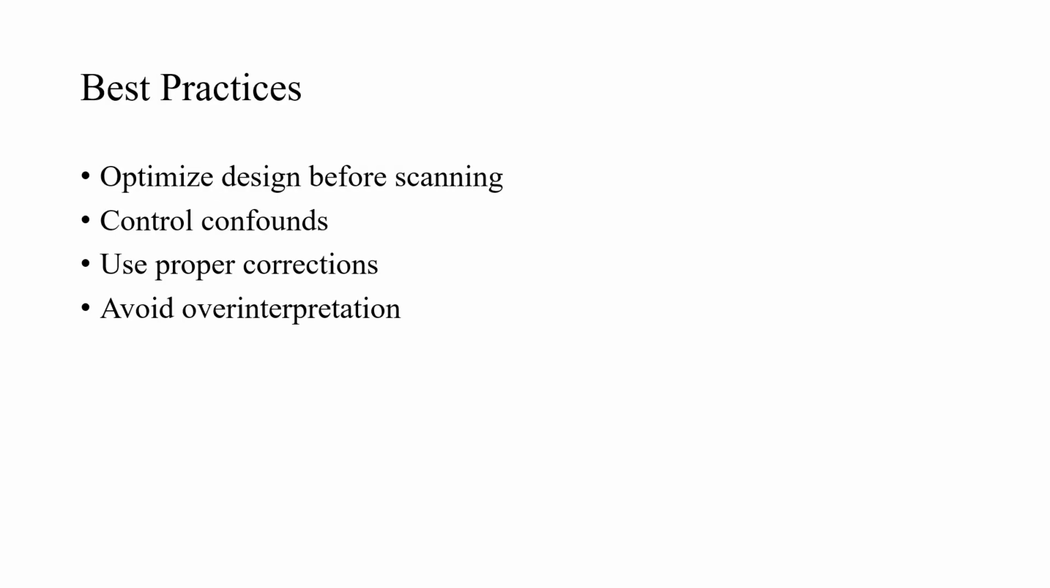So, these are some of the things that I wanted to talk about. There are obviously best practices: you have to optimize your design before scanning, and you have to control for confounds. Everything that we have talked about in experimental methods so far is something that you have to take care of in any of these experimental methods that you are using, whether it is eye tracking, ERP, or these neuroimaging methods. Use proper corrections, control confounds, and obviously most important of all, avoid over interpretation.